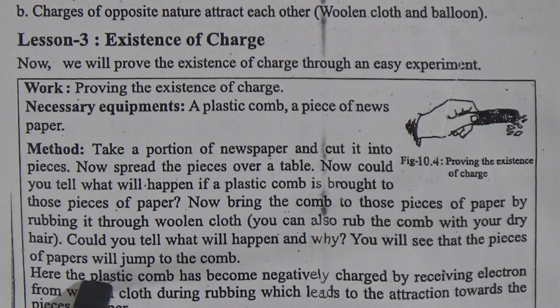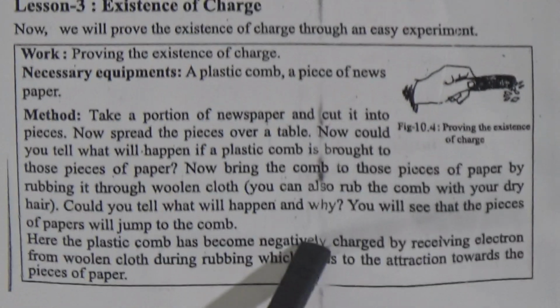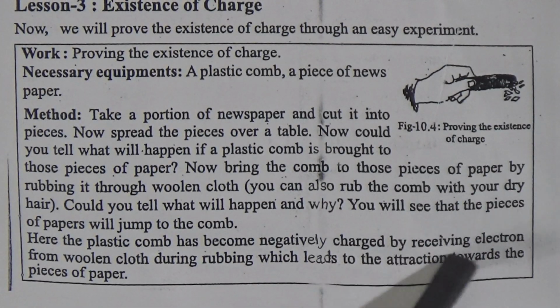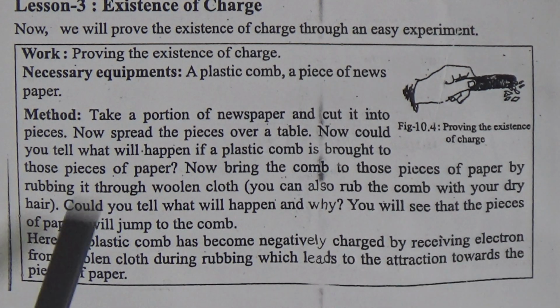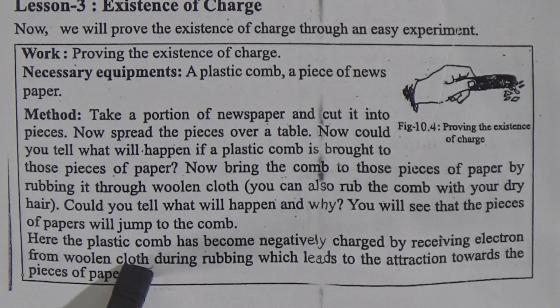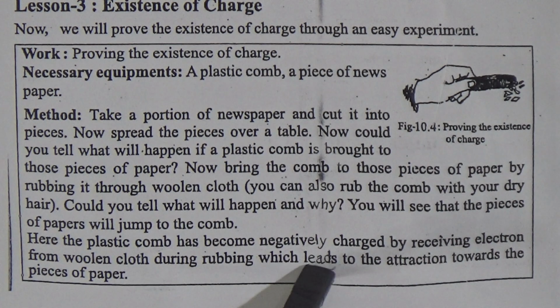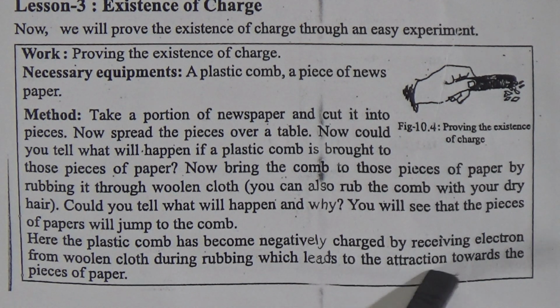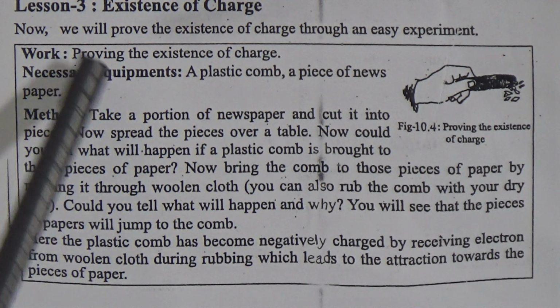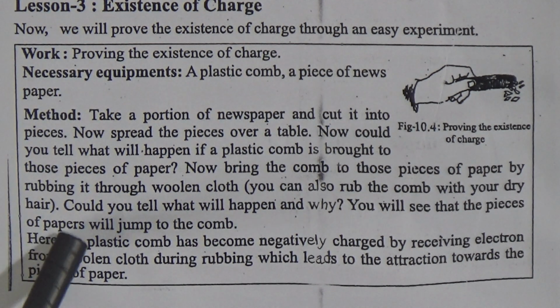Here the plastic comb has become negatively charged by receiving electron from woolen cloth during rubbing, which leads to the attraction toward the pieces of paper. This is a very easy experiment you can do at your home.